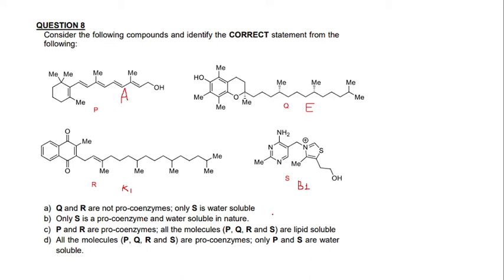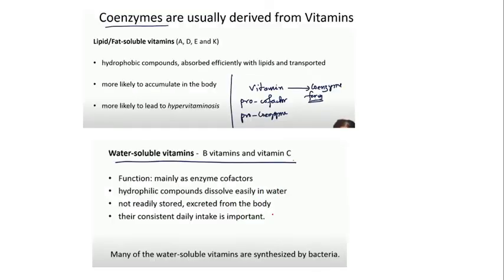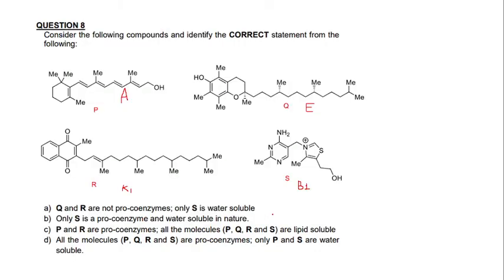And the option saying S is a pro coenzyme and water soluble in nature is not correct, because it is not a pro coenzyme. Then, P and R are pro coenzymes, and all molecules P, Q, R, S are lipid soluble. So A, E, K, B. However, B is water soluble. So this is also incorrect. So option A is correct.